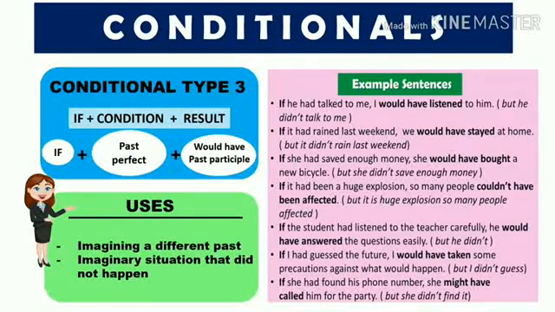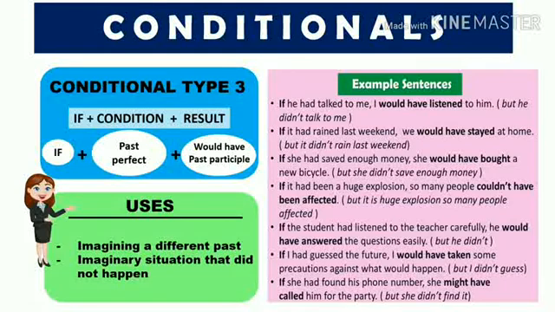Examples of conditional type 3. If he had talked to me, I would have listened to him. But he didn't talk to me, so I didn't listen to him. So, when you're talking about the past, you're imagining a scenario. So you say, if he had talked to me, I would have listened to him if things were different.